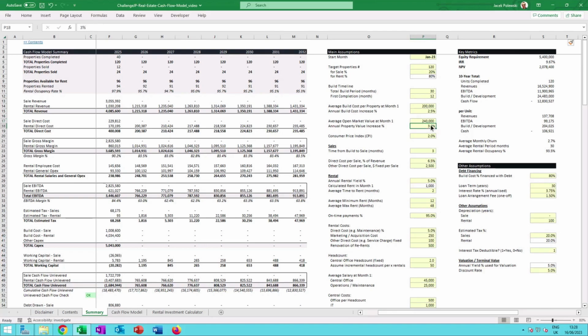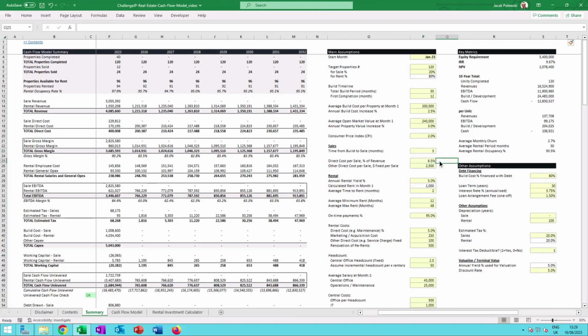Again, some assumptions around the percentage increase in the property value over time. Also some assumptions around the cost. So this is where you also have increases in the consumer price index, which influences the cost. And then there were some specific assumptions related to the sale and to the rental of the properties. So for example, assumptions like how long it takes you on average to sell the properties from when the build of the property is completed to when it's actually sold.